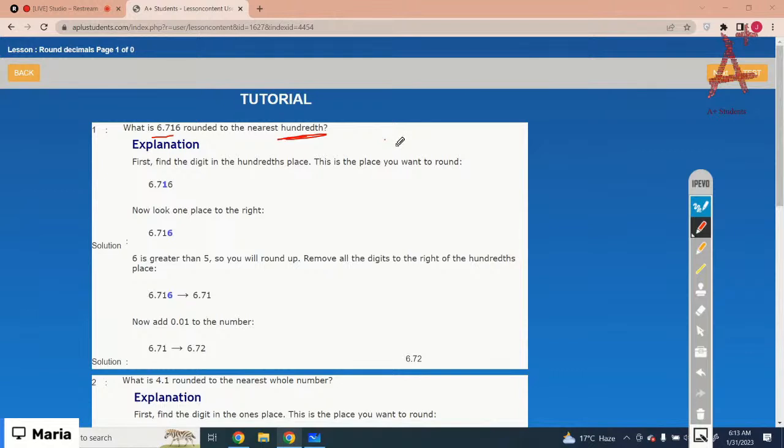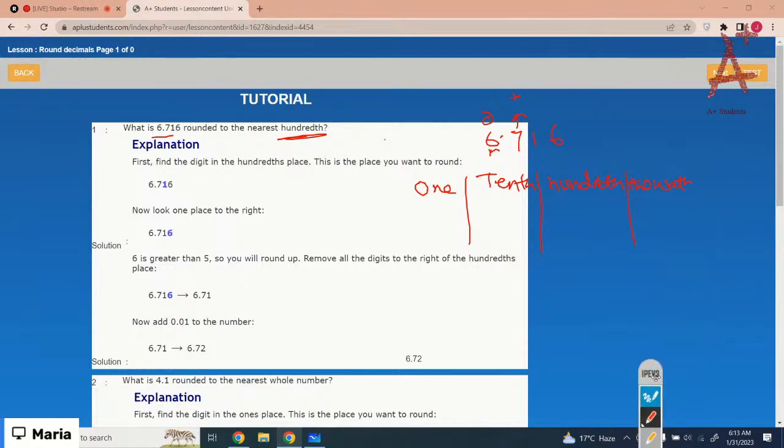Okay, let's first understand this decimal number. It is 6.716. 6 is at the ones position. This is the tenths position. Let me just write: ones, tenths, hundredths, thousandths, and ten-thousandths. Right after the decimal point, these are the place values. Got it? Thousandths and ten-thousandths.